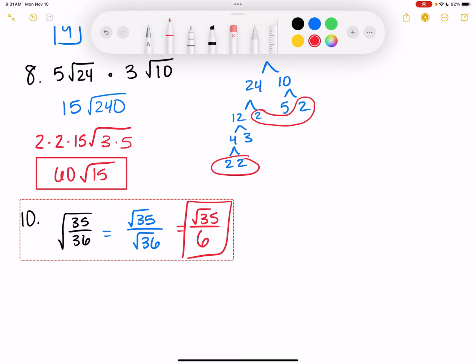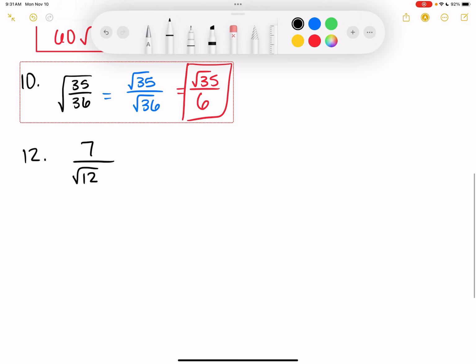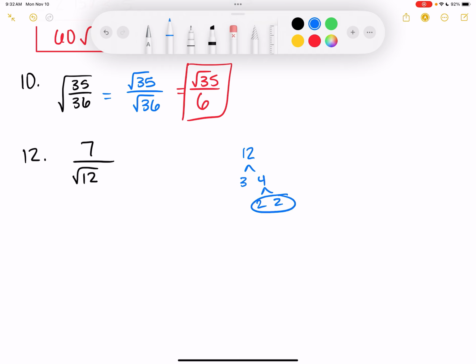So what did you say? 12. I've got 7 over the square root of 12. All right, so the first thing I'm going to do is see if there's anything that I can take out of my square root. Breaking down 12, 3 and 4, 2 and 2. So that tells me I can take out a 2, but I'm still going to have a 3 inside. So to rewrite this, this is going to be 7 over 2 root 3.